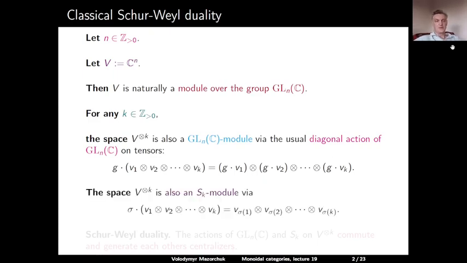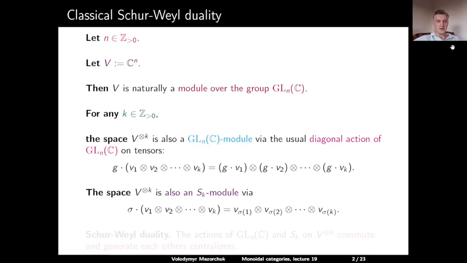Further, we can also view the k-th tensor power of V as a module over the symmetric group Sk, where a permutation sigma from Sk acts by permuting the indices of the elements in the tensor product of some vectors. So sigma applied to v1 tensor v2 and so on tensor vk is defined as v sigma(1) tensor v sigma(2) tensor and so on.